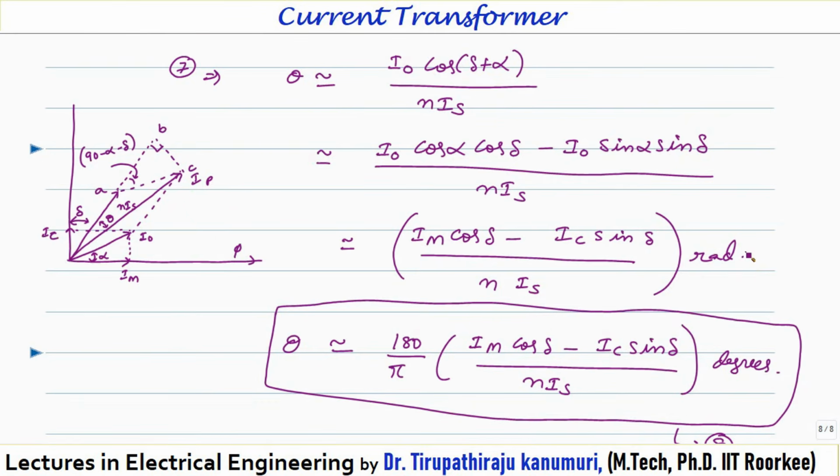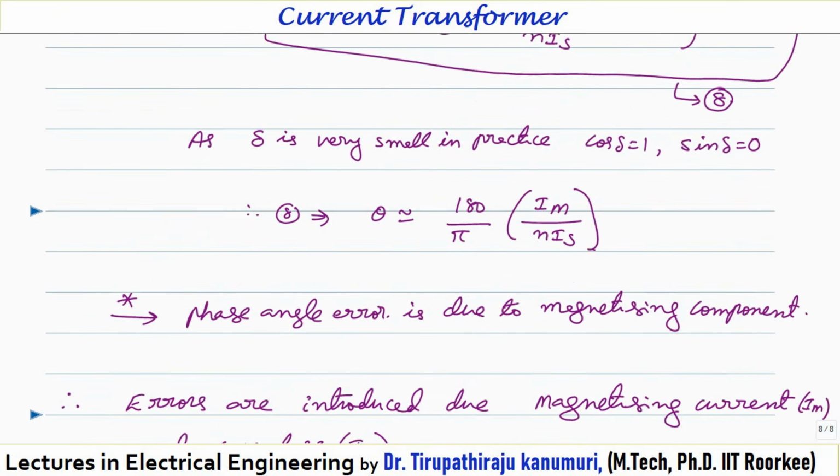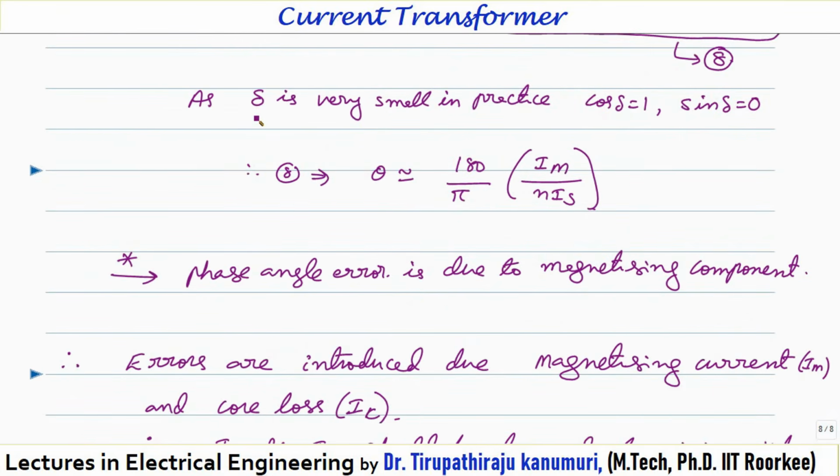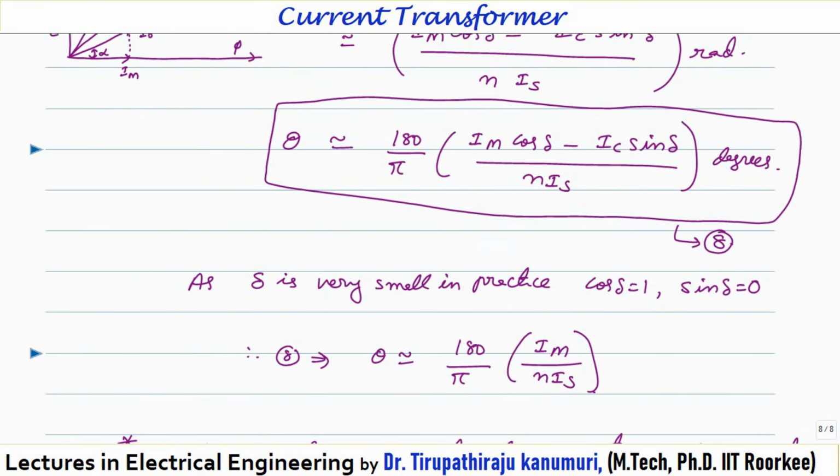If you want to convert this to degrees, you can convert radians to degrees by multiplying with 180 divided by pi. So I have multiplied 180 divided by pi. So then this angle error converts to degrees. Ideally this theta should be equal to 0, but in practice it is not 0. So again same thing here. Practically the value of the delta is very small. So cos delta can be taken as 1, sin delta can be taken as 0. So when you substitute in this equation number 8, that equation number 8 becomes theta is equal to 180 by pi into Im by n times of Is in degrees.